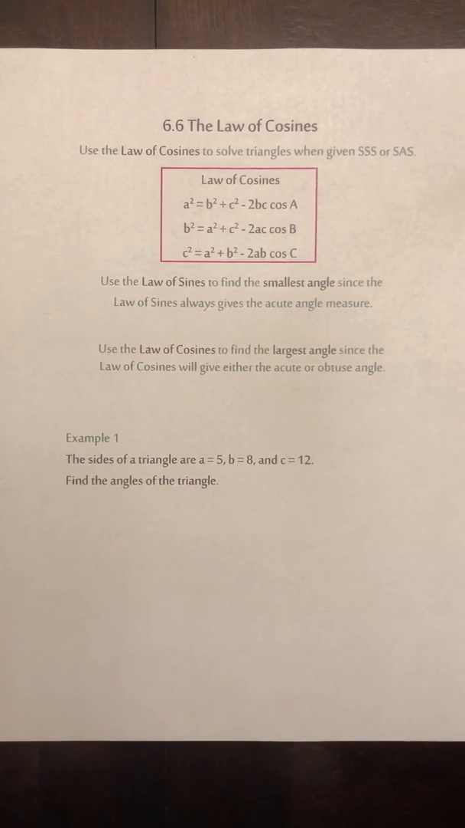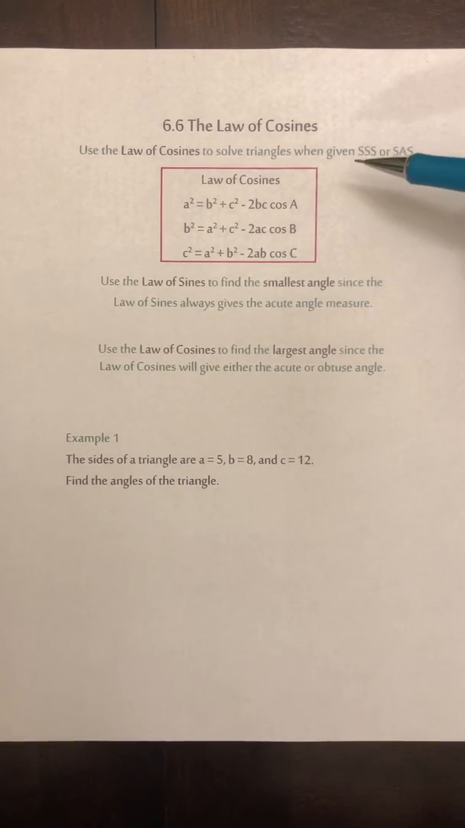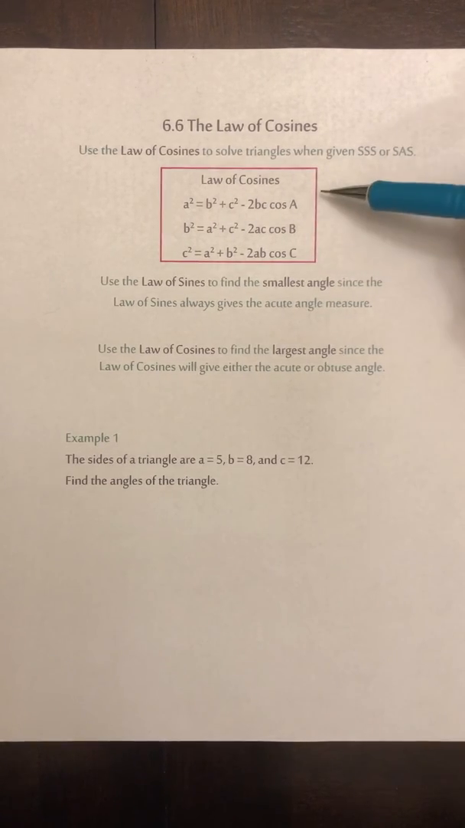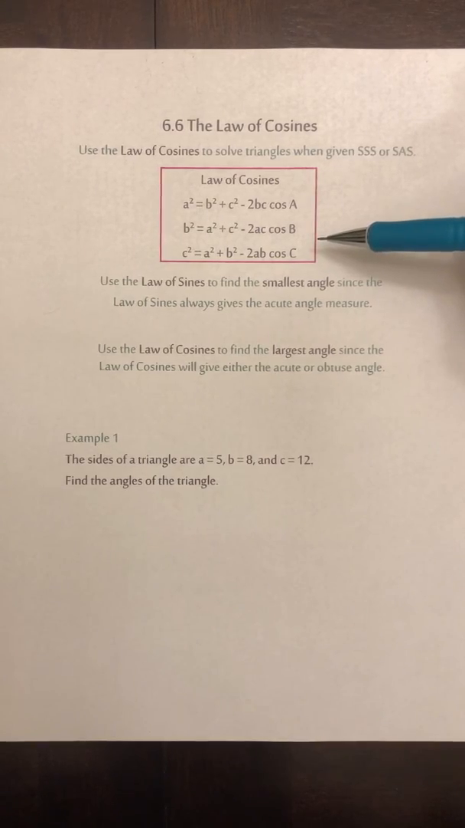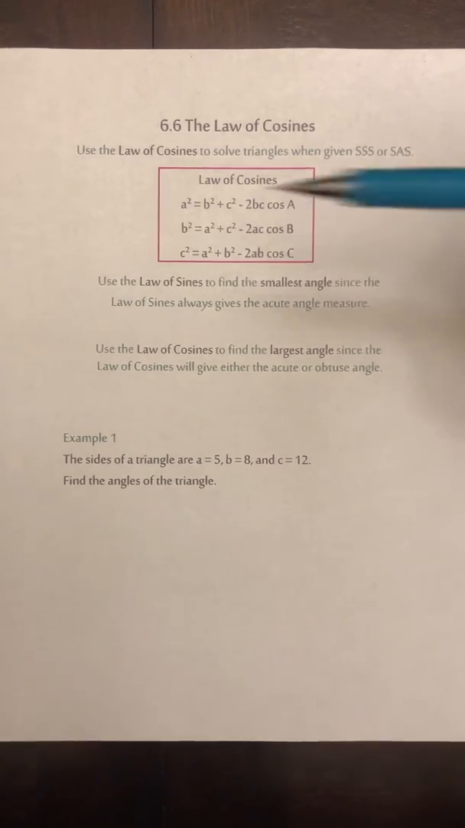So what happens if you don't have one of those three cases? Remember, in geometry we learned about SAS and SSS, and that's really where the law of cosines comes in, because it will help us. So if you look right up here, you've got three formulas. Basically, if you can memorize the first one, and you do have to memorize it, then the other ones are kind of interchangeable.